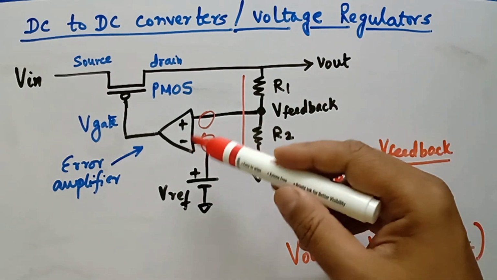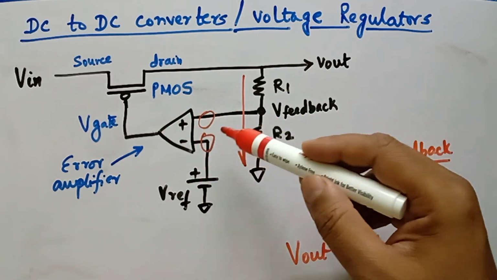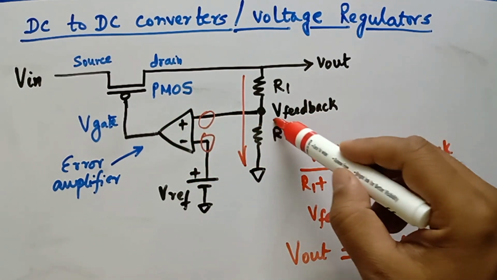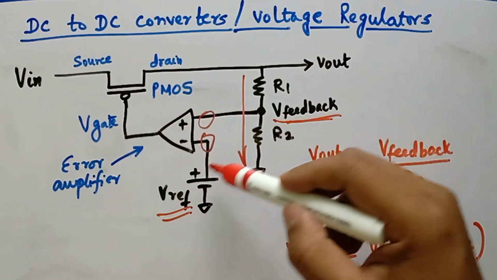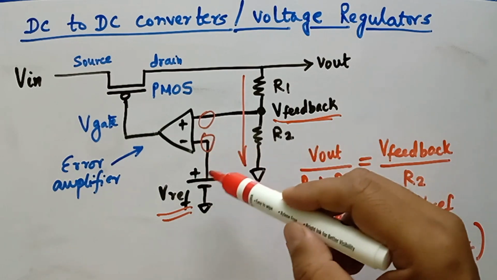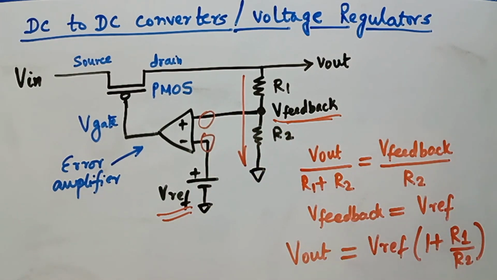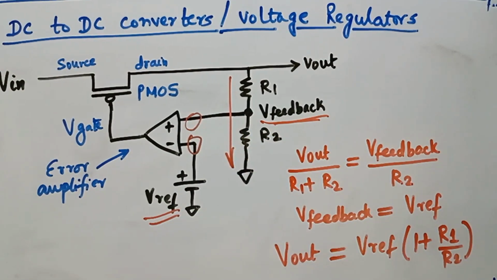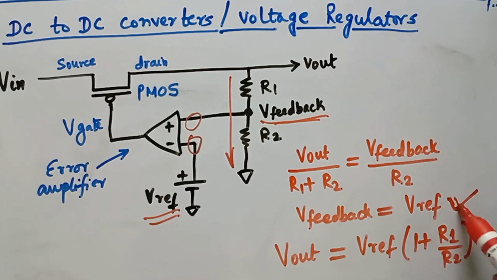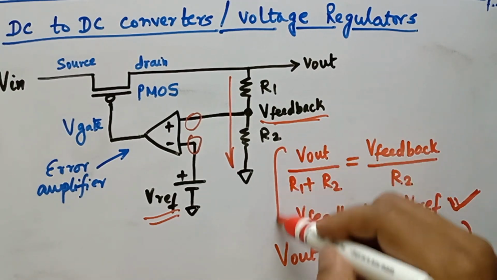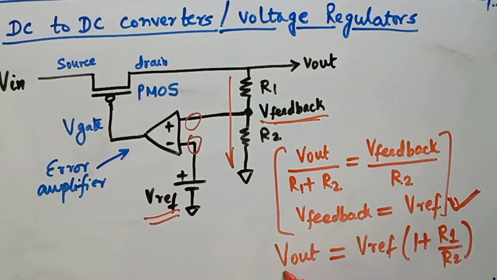At the same time, this op-amp is making sure that V feedback is actually equal to Vref. The property of this circuit is that it tries to maintain the two input voltages at the same level. So our second equation is V feedback equals V reference, which is basically a constant voltage. And solving for these two equations, you will see that V out is now Vref times (1 plus R1 by R2).